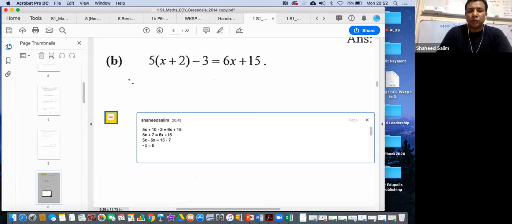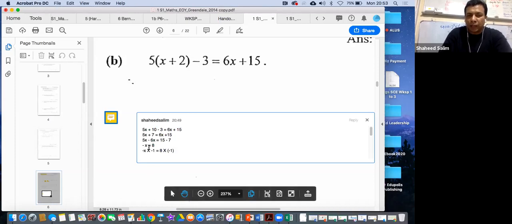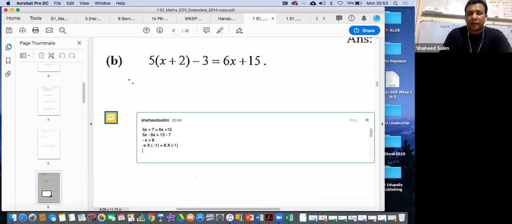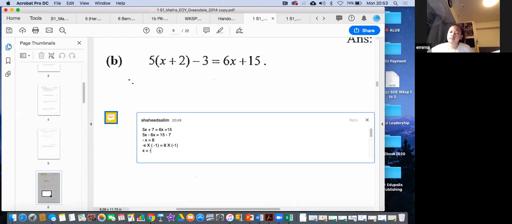Now here, imagine you take minus x times minus 1. You will get minus times minus, get plus, right? And then, since you times this by minus 1, you must take the 8 times minus 1 also. Can you see now? I'm multiplying both sides by minus 1. So then I get minus and minus become plus. X equals minus 8.